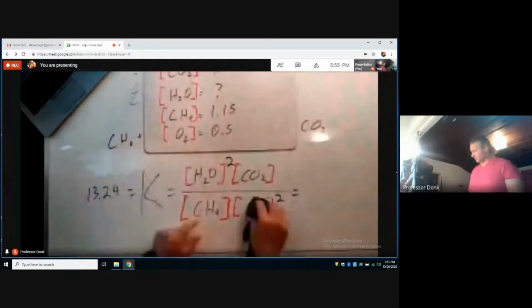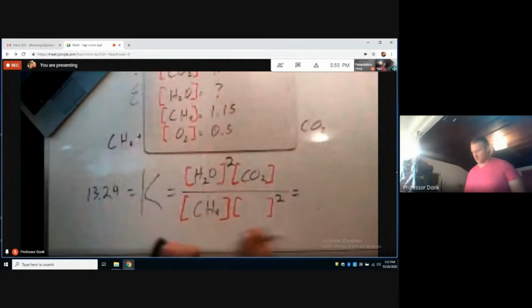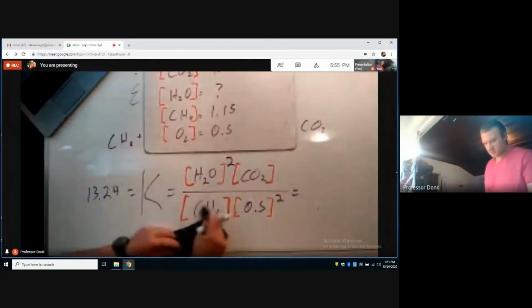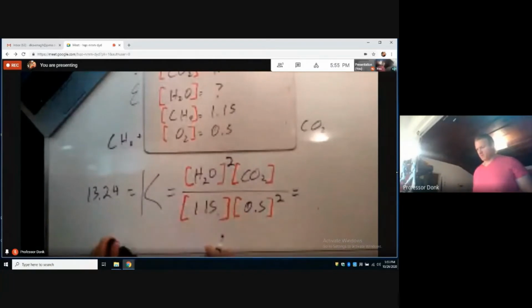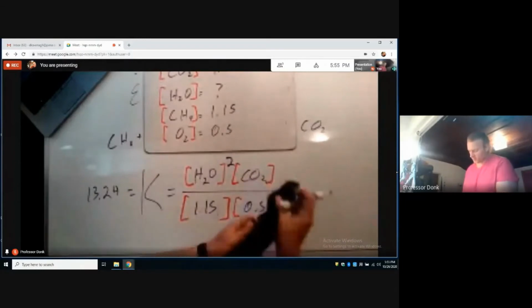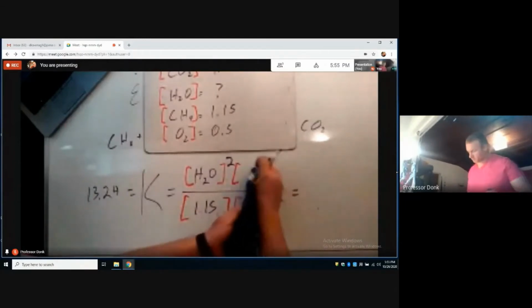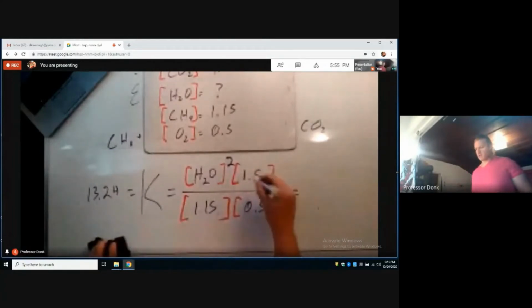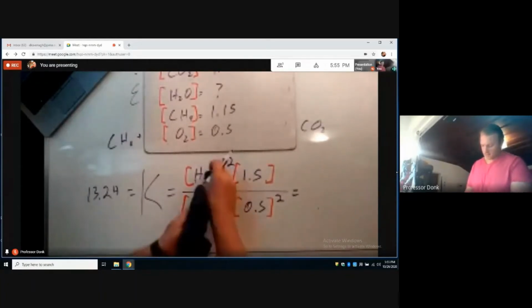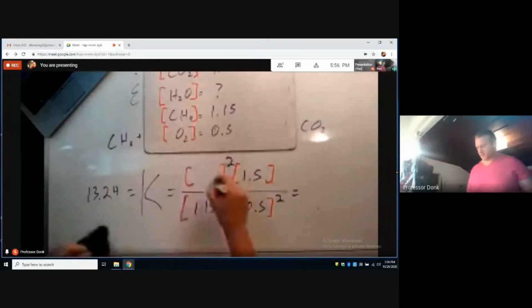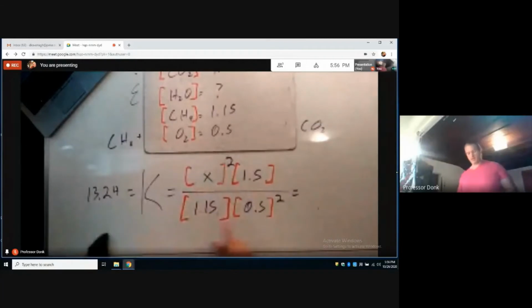O2 at equilibrium has a value of 0.5. CH4 has a value of 1.15 at equilibrium. CO2 has a value of 1.5 at equilibrium, and H2O is our X, or unknown. For right now, I'm just going to put that in there as an X because I think that makes it easier to digest from a math perspective. Okay? And we only have one unknown.